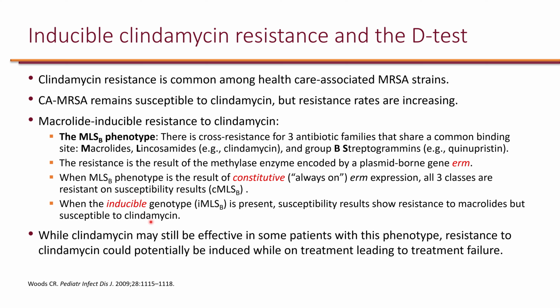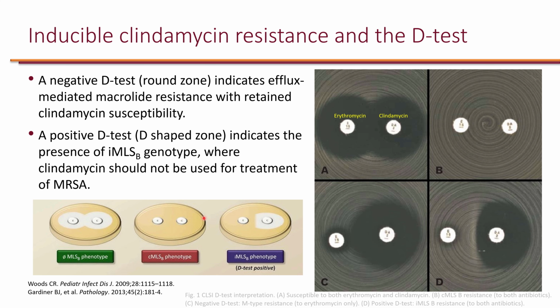And then while the patient is receiving clindamycin on treatment, resistance might emerge and lead to treatment failure. So the way to catch inducible resistance is to do the D-test. The D-test is essentially, when you have a plate, so here's a cartoon over here, you have your agar plate where your Staphylococcus aureus is growing, and you drop two discs. One disc has erythromycin, the other one has clindamycin.